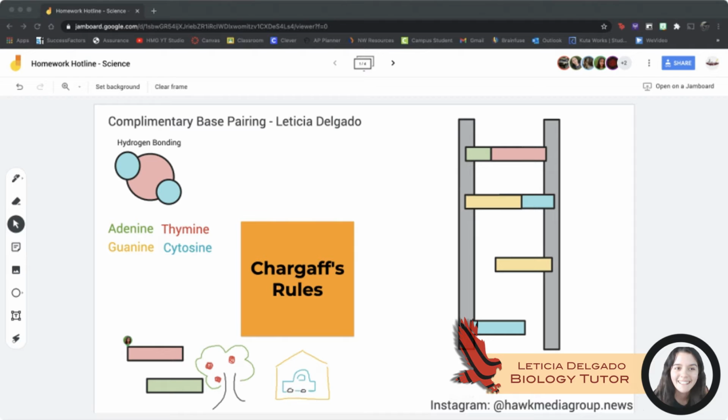We just repeat this. Wait, I did something wrong. That's okay. So these go together like this. So we have our red and greens together and our yellow and blues together, and likewise.